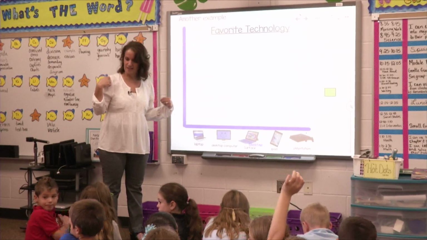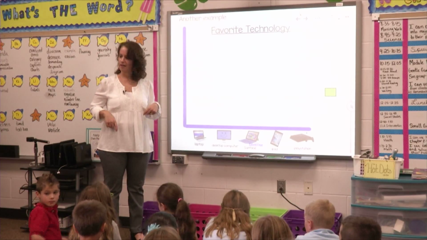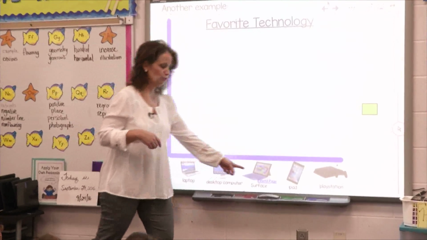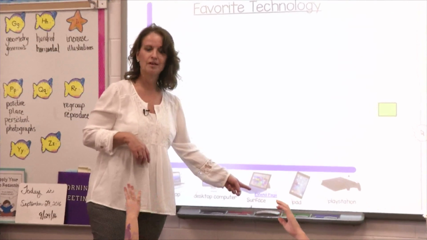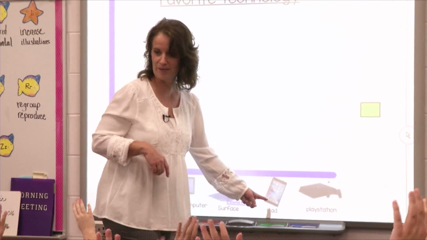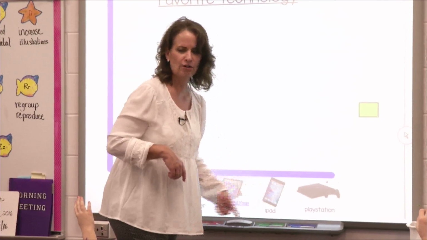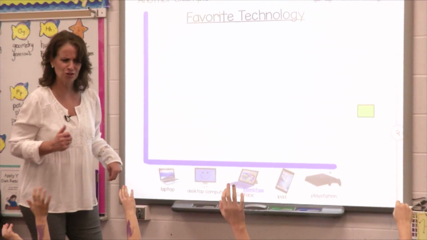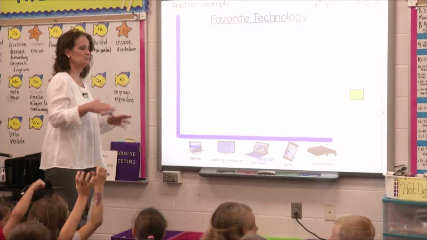A laptop, you could bring it everywhere you want, and a desk computer has to just stay at the desk. So, who knows what a Surface Pro is? Oh, we got some Microsoft people in here. Who knows what an iPad is? Everybody's hand should be up. And you don't know what that is, though, do you? Oh, you do know what a PlayStation is? Yes. All right, just making sure.